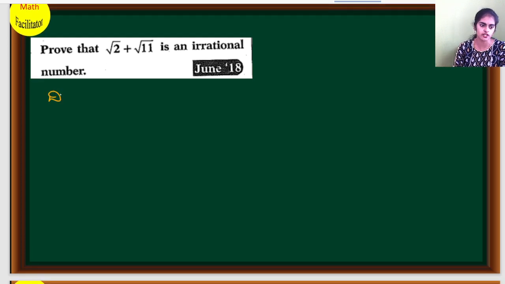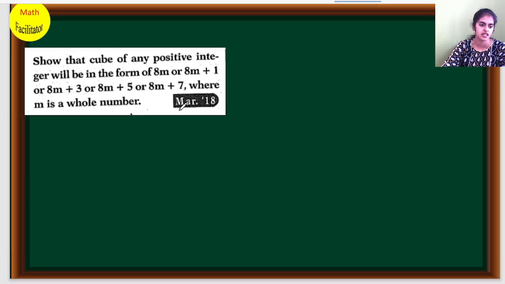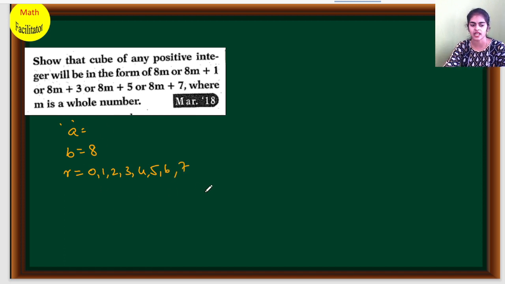Now this question also you will do by yourself. Again, same model question, two irrational numbers you have. Now this model is again the same model which we have done earlier. So here a is the positive integer. So b I am taking as 8. Okay, so r will be 0, 1, 2, 3, 4, 5, 6, 7. So total 8 cases you will have here.